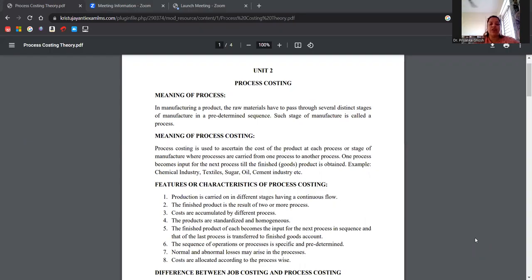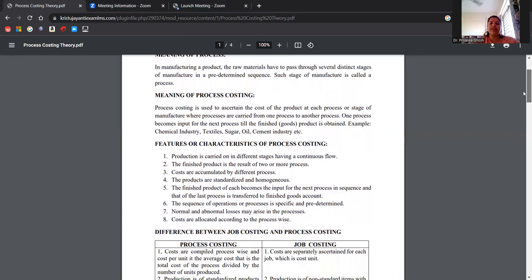So what is the actual definition of process costing? Process costing is used to ascertain the cost of each product at each process stage of manufacture, where the processes are carried from one process to another process. One process becomes input for the next process until we get the finished goods. Examples are the chemical industry, textile industry, sugar, oil, and cement industry.